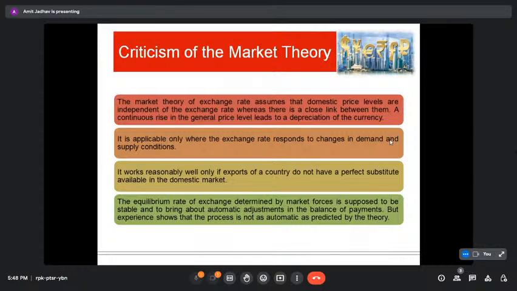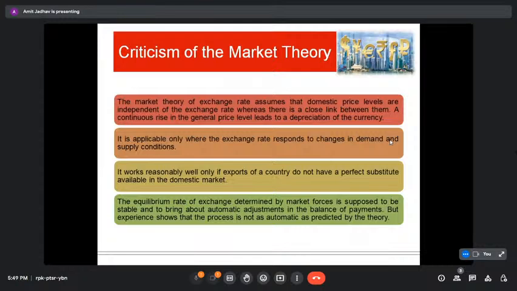So where the exchange rate responds to changes in the demand and supply of a currency, it works reasonably well only for the exporter countries. Some economists criticize that it works reasonably well only for exporter countries, which do not have perfect substitution available for the importer countries or the domestic market.